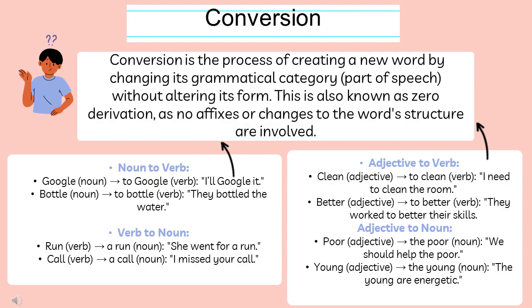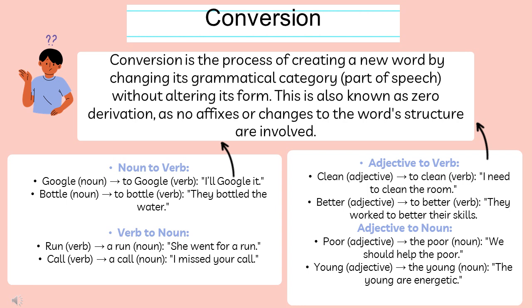Next, from verb to noun, like the verb run, we change it to the noun a run, and for example, say she went for a run. Also, for the verb call, we change it to the noun a call, and for example, say to someone, I missed your call. Moreover, we have conversion from adjective to verb and adjective to noun. Like the adjective clean, we change this adjective to the verb to clean, and for example, say I need to clean the room. Also for better, we change this adjective to the verb to better, and for example, say they work to better their skills.